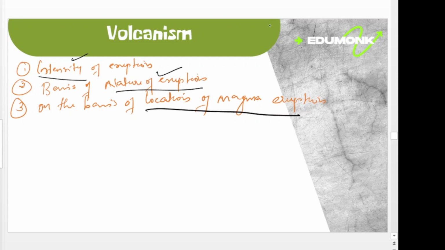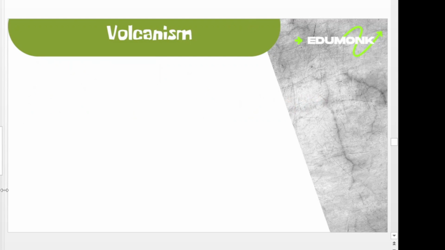So first of all, we are talking about the intensity of eruption. Considering the intensity of eruption, the volcanoes can be classified into three. First one is active volcano. Second one is dormant volcano. Third one is extinct volcano. Active volcano, dormant volcano, and extinct volcano.